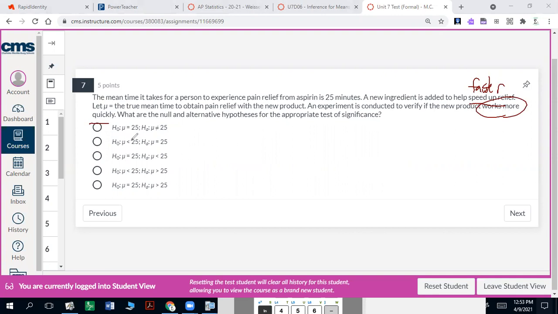Well, the null is always going to be equals, so we can get rid of these ones. But more quickly is a lower time, right? So we want the time to be less than 25 minutes in your alternative, not greater, because that would be slower. We don't want not equal because that would be slower or faster. This is quicker. Less than 25.